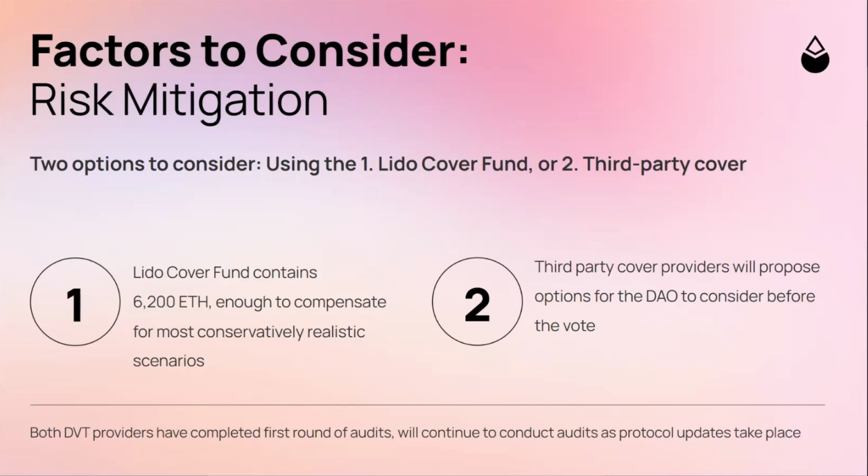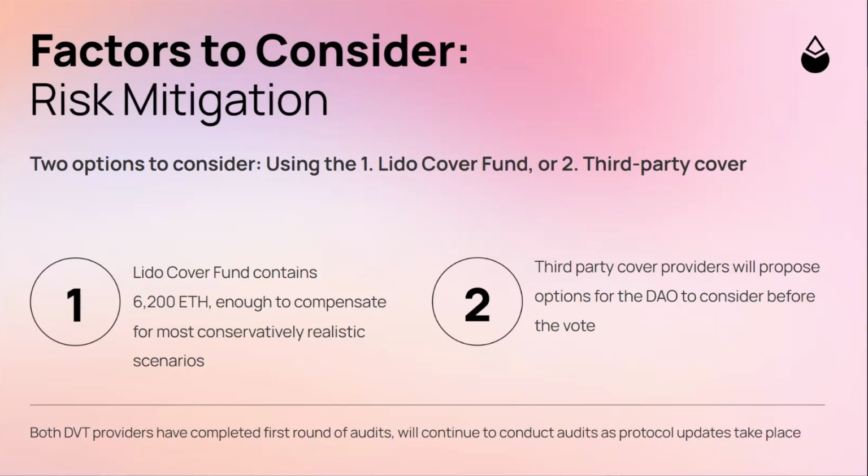The other option is that a third-party cover provider could propose a cover option to the DAO for either additional cover or full cover of this module. So there's actually two proposals that have already gone up on the forum thread, which was linked earlier. These are from Nexus Mutual and Chainproof. So I would highly encourage people interested to go weigh in, read the proposals, as this will be going up for vote in the next few days, which I'll talk about shortly.